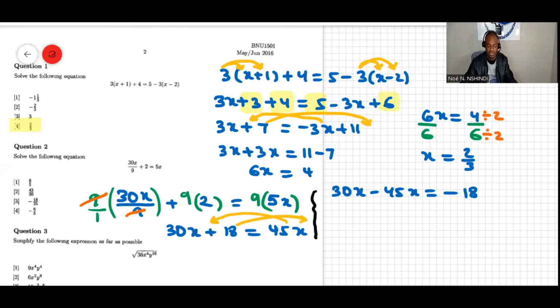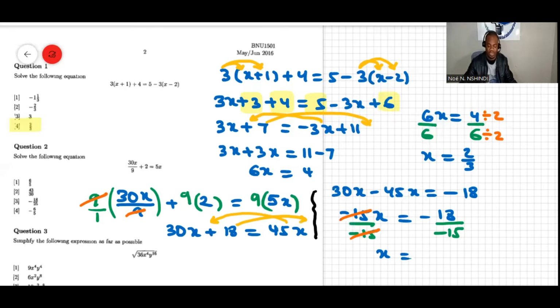This is equal to negative 15x, equal to negative 18. Now to get the value of x, we divide both sides by negative 15. I divide by negative 15, I divide that also by negative 15. Now, knowing that negative 15 and negative 15 cancel, I'm left with x, and then negative 18 over negative 15. This can be simplified.